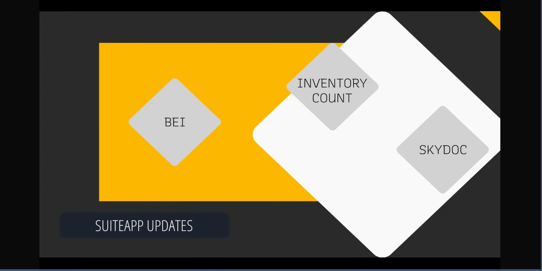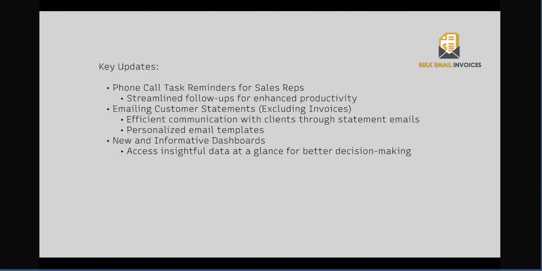Hi, thanks, Tina. Hello, everyone. Let's get started. So let's look at the key features we have added in our 24.1 release. The first one we'll take a look at will be BEI, bulk email invoices. The major features that we've added to this app are the phone call reminders that would be set up for sales reps. I'll get into the details shortly when I share screens.